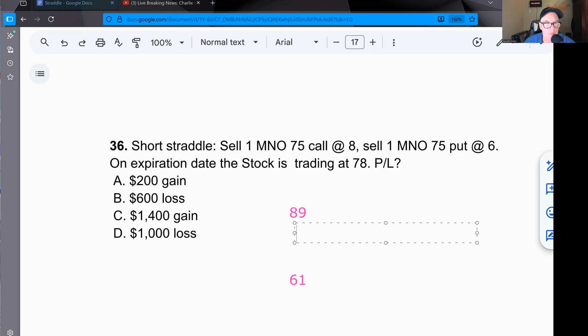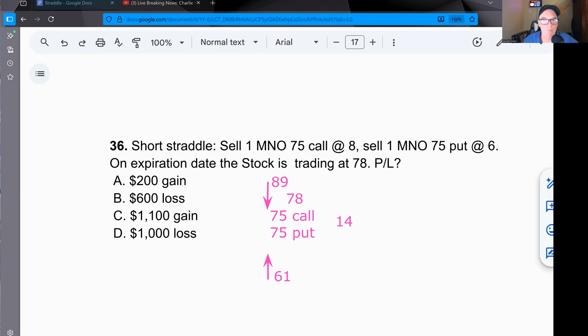Let's see. I'm going to pause for a second and find out what happened. Okay, I just made sure the other ones have good answers too. So here we go. Upper break even is 89 because you're adding 14. Lower is 61. So your max gain is 14. Your max loss is unlimited because it's a short straddle. It went to 78, so you gain the difference between 89 and 78, which is $1,100. And we're on to the next one.